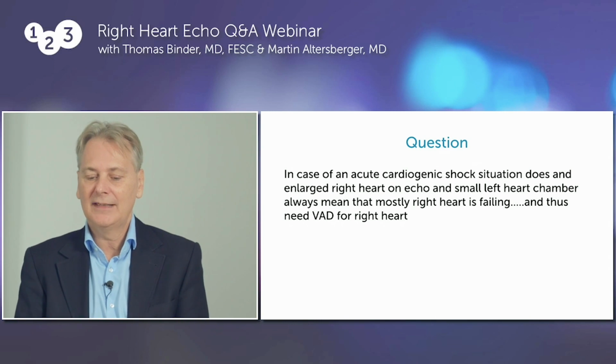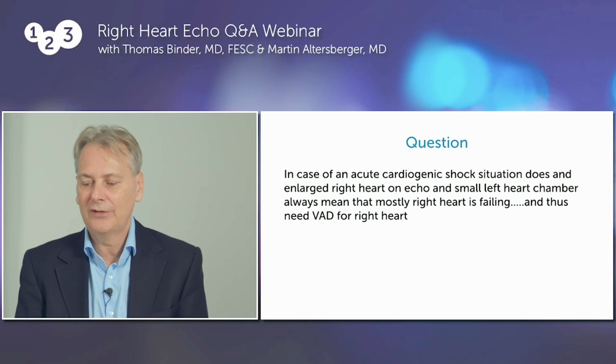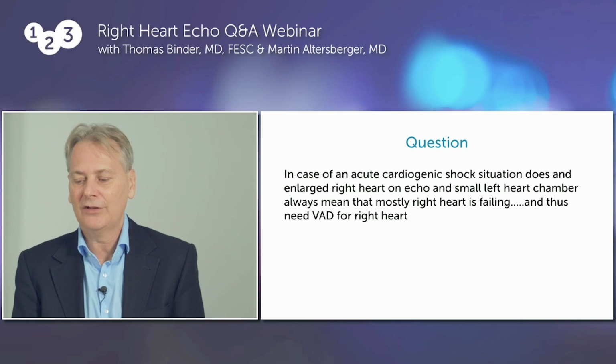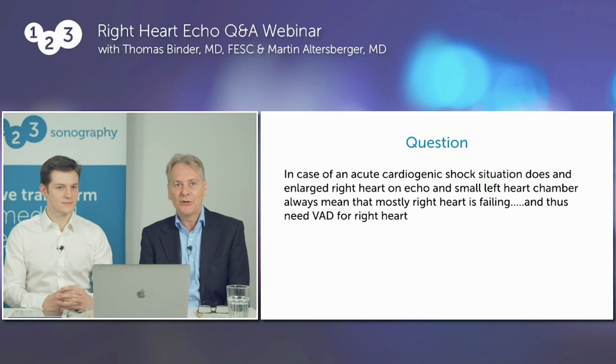The question was, in a case of acute cardiogenic shock, does an enlarged right heart on echo and a small left heart chamber always mean that mostly the right heart is failing? Then let me show you a case.